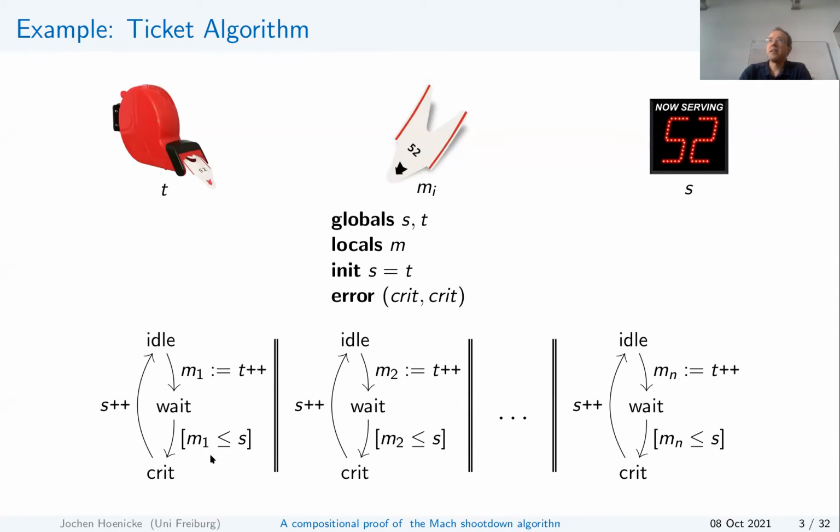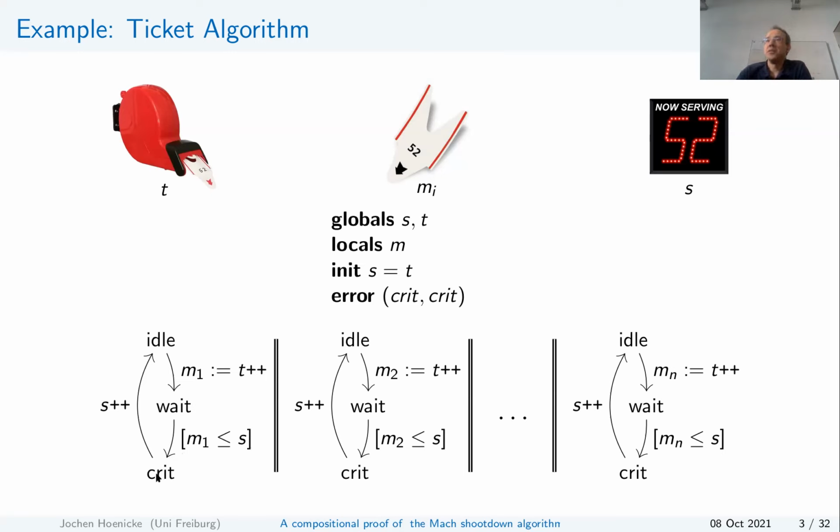Then in the wait state, they wait for the serving display to show at least their number. So usually it's equal to M when they switch to the critical section, if everything is correct. I put a greater equal here, just so that they don't starve if something goes wrong, but it shouldn't matter.